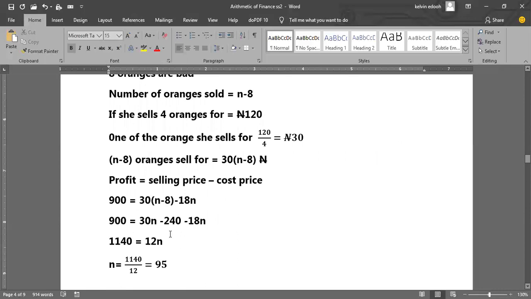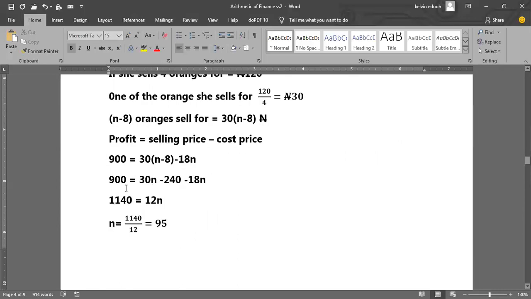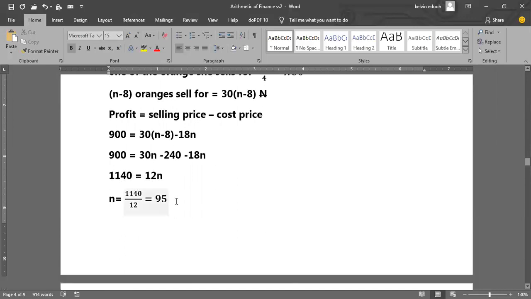So if you solve for this, open the bracket, and collect your terms: 900 plus 240 gives us 1,140, and 30n minus 18n is 12n. So solve for n. N is 95. So that implies that the total number of oranges she bought was 95 oranges.